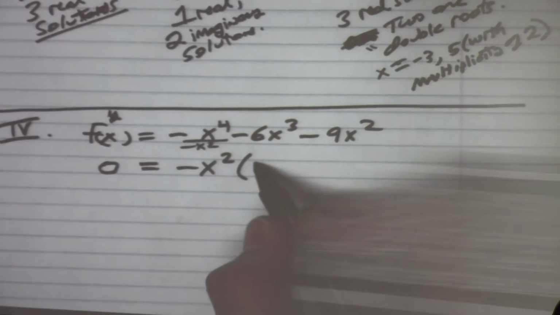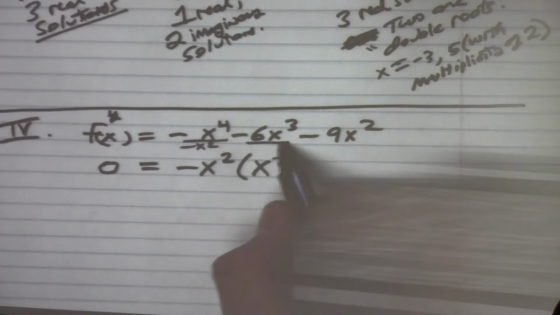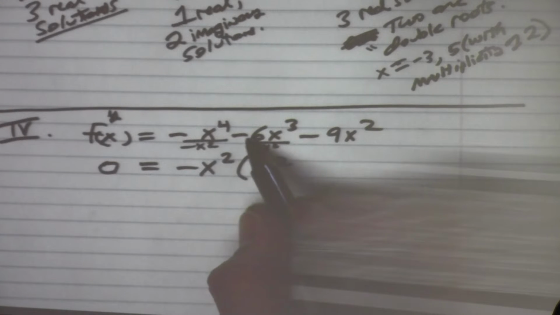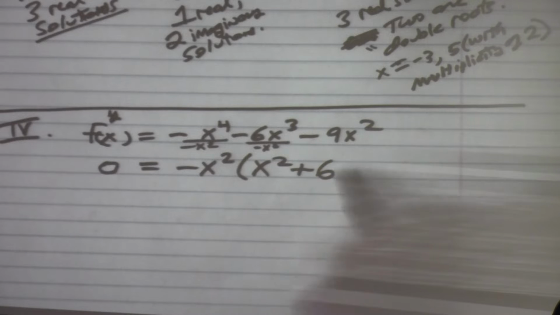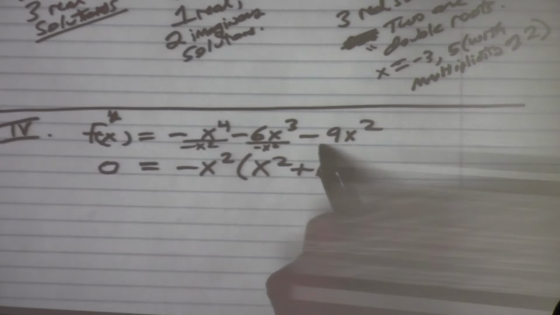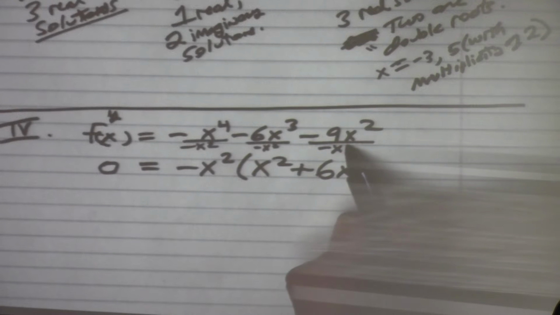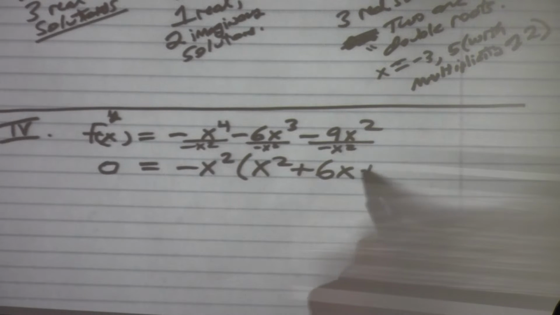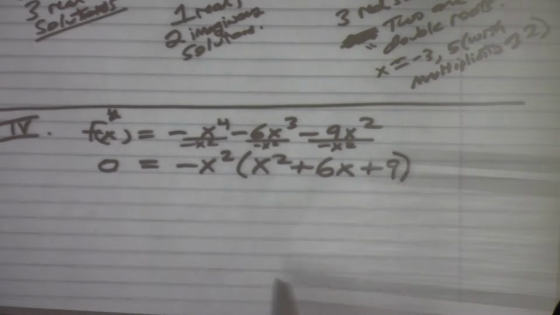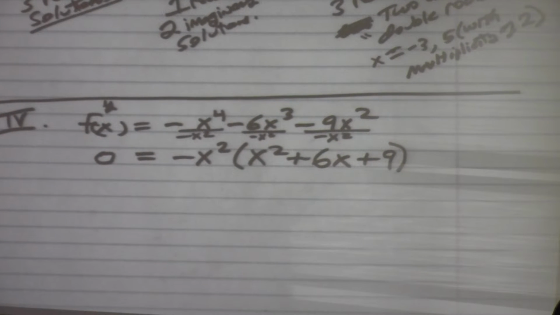So negative x to the 4th divided by negative x squared makes that positive and an x squared left. Here, if I divide by the negative x squared, I get a negative and negative makes it a positive 6, and x squared from x cubed, there's only 1 x left. And here, if I do negative x squared, well, the negatives cancel to make a positive 9, and the x's, 2 x's here and 2 x's here, they all cancel out.